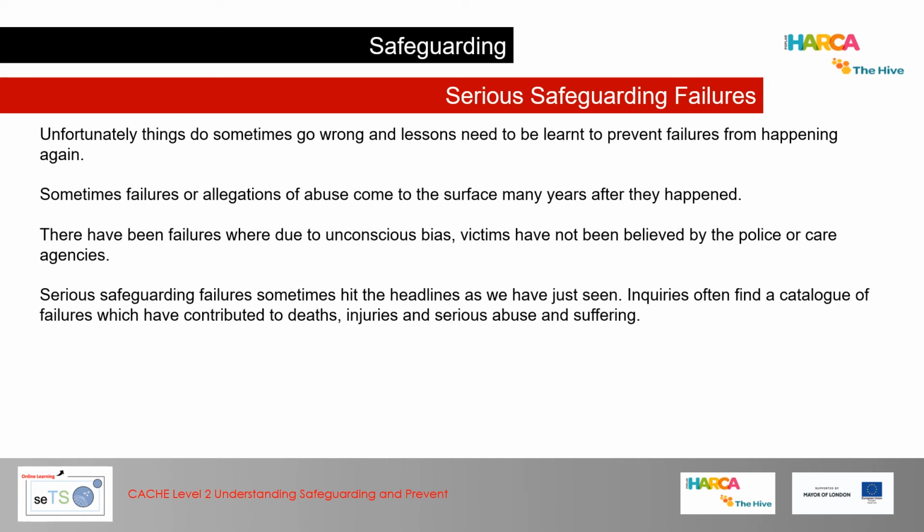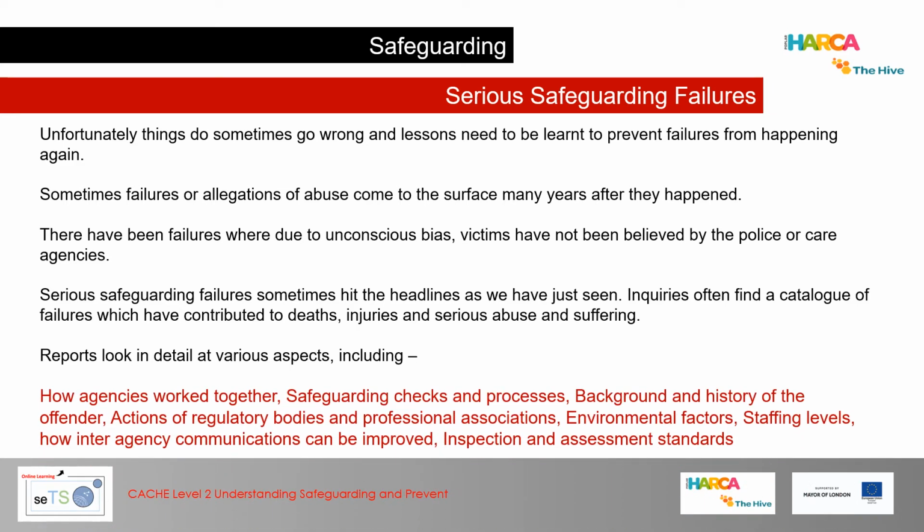Serious safeguarding failures sometimes hit the headlines, as we have just seen. Inquiries often find a catalogue of failures which have contributed to deaths, injuries and serious abuse and suffering. Reports look in detail at various aspects, including how agencies work together, safeguarding checks and processes, background and history of the offender, actions of regulatory bodies and professional associations, environmental factors, staffing levels, how interagency communications can be improved, inspection and assessment standards.